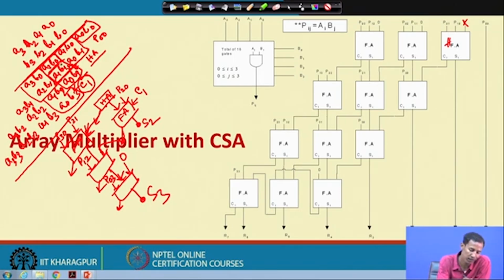So, in the next stage, for this particular case, initially I am considering P03 as A0B3 and P12 as A1B2. Okay. That has been added with 0, then the sum is added with the carry in along with A2 and B1. Okay. Then it produces the sum, which is again added with A3 B0 and the previous carry coming over here.